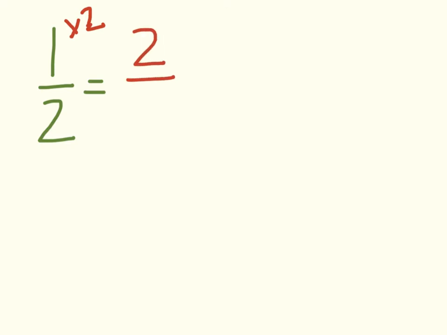Now, the secret is that I have to do the same thing to the denominator, down here, that I did to the numerator. So if I multiplied that by 2, I have to multiply this by 2, which would give me 4. That's why 1/2 is equal to 2/4.